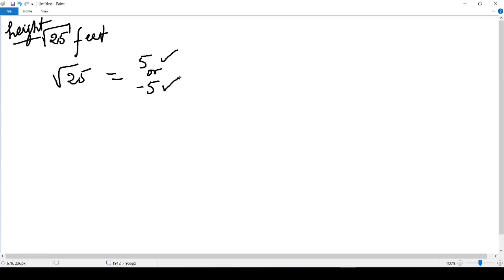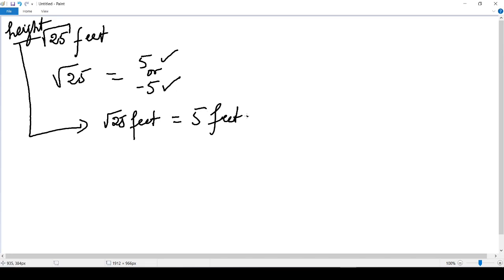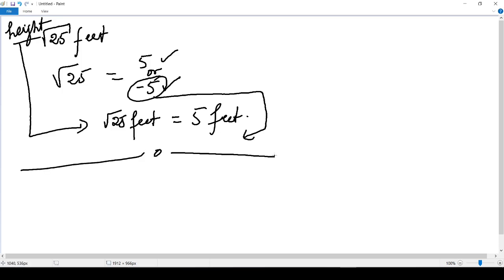And these two values are correct as answer if we want to talk maths. But here we are talking in terms of height, and the height is always a positive number. So for our final answer, square root of 25 feet is equal to 5. We will not have to mention the negative part of the answer because no one has a negative height. Okay, so that's the first point.